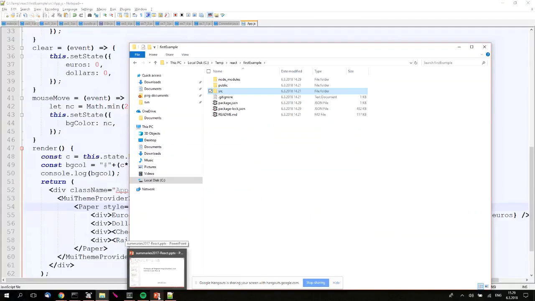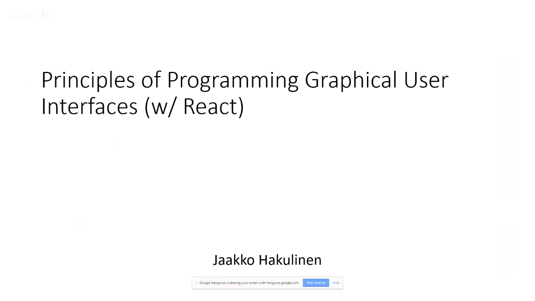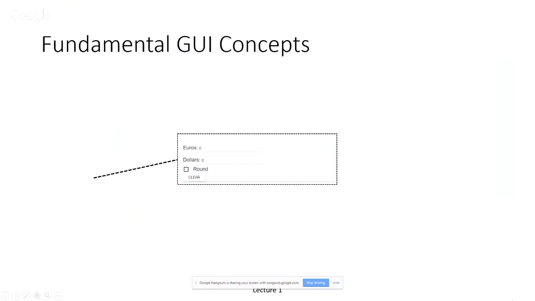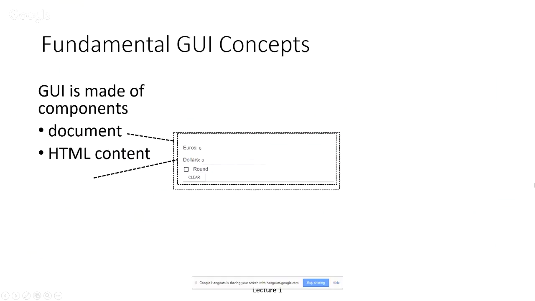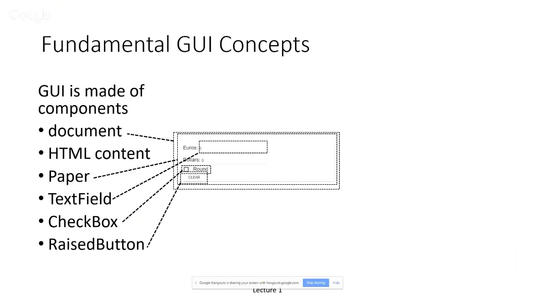Okay, so maybe it's time for a summary. We have different components. Our application was made of a document, of course, which is the parent containing everything in the HTML document. We can put any sort of HTML in there. We had the plain text there. We had some divs, which are not React specific. They are just HTML tags. You can put them in there.